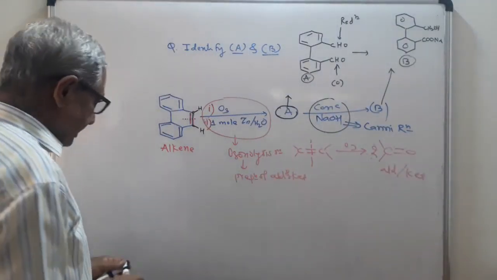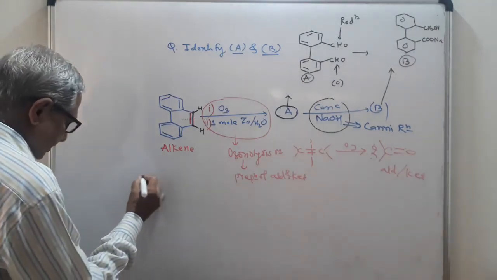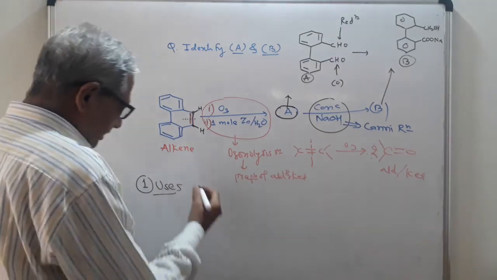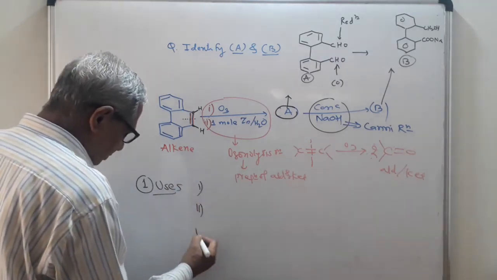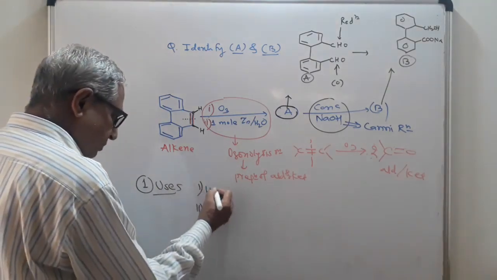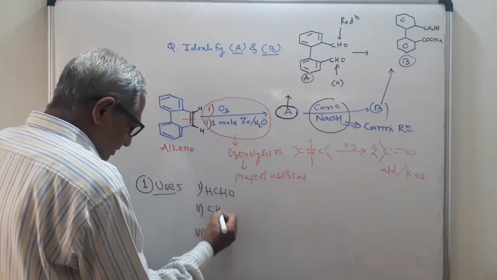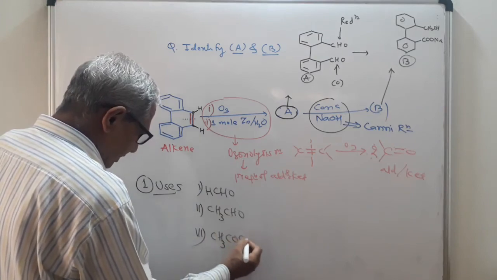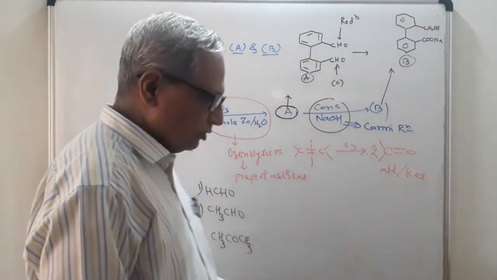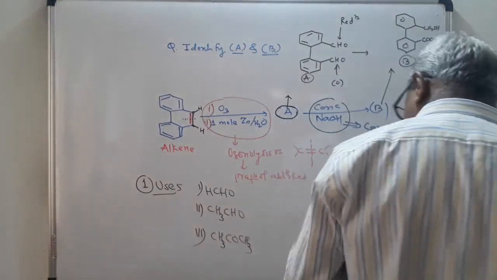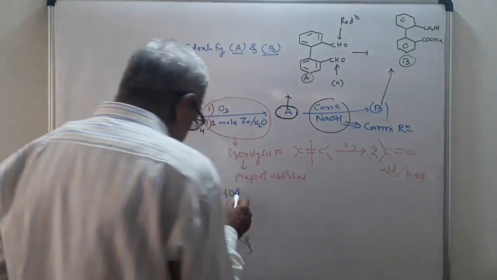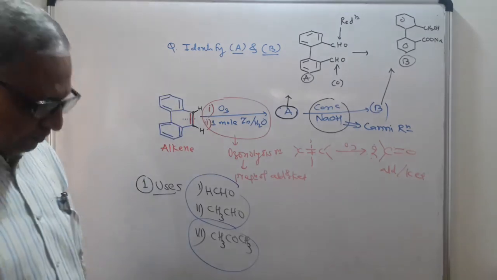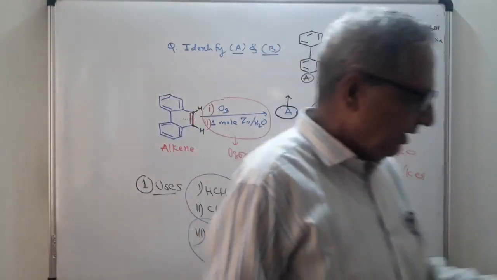Now the last point of your syllabus, that is uses of aldehyde and ketone. In this case you have to learn the uses of three compounds. One is formaldehyde, second is acetaldehyde, and third is a ketone, particularly acetone. You have to learn the uses of these three reagents. Now see, these both are aldehydes, this is a ketone. Therefore the point becomes uses of aldehyde and ketone.